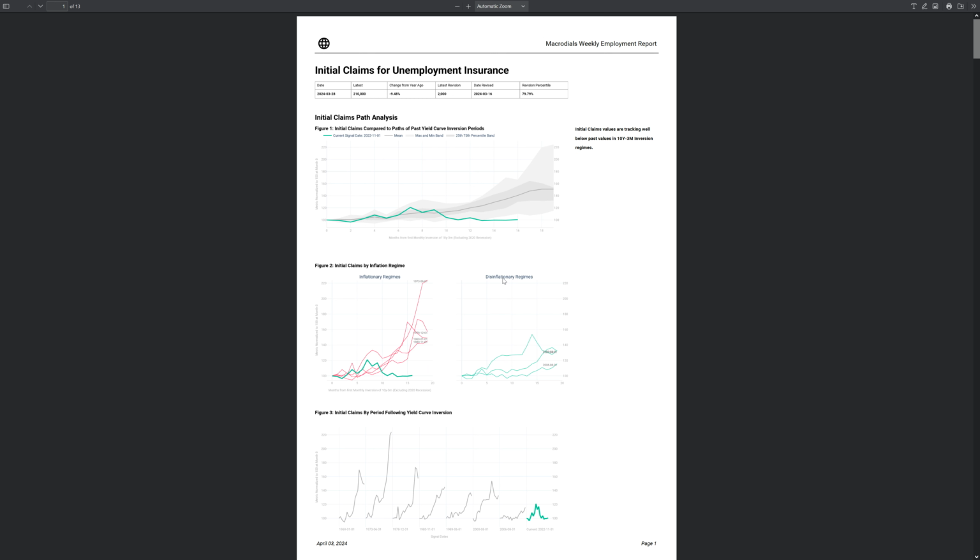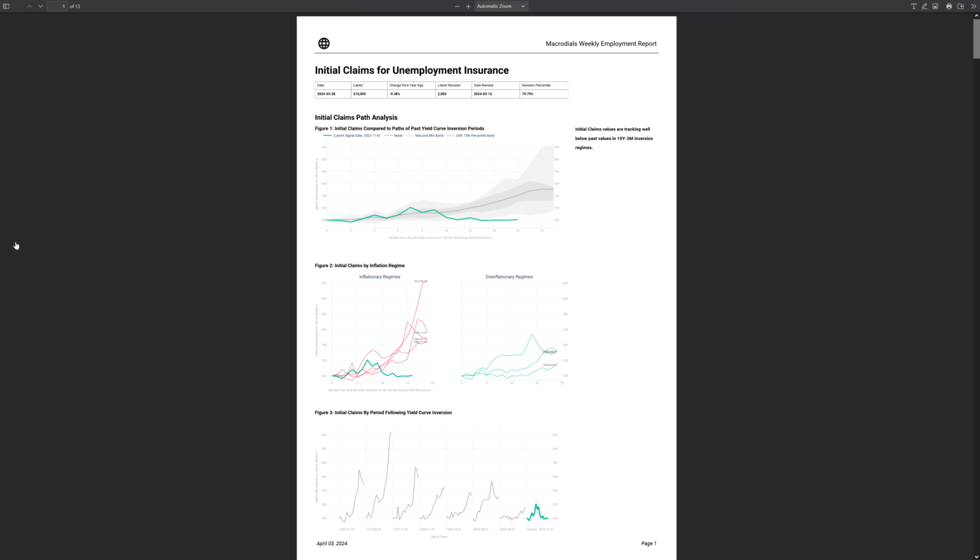The two path charts below Figure 1 illustrate how initial claims data trajectories following an inversion event differ based on the economic regime, either inflationary or disinflationary. In the first chart displaying paths from inflationary regimes, like our current one, the thick green line shows the path of current claims data, while the red lines represent paths during previous inflationary periods. In the second chart, which displays paths during disinflationary regimes, the current path is not showing because our current regime is not disinflationary.